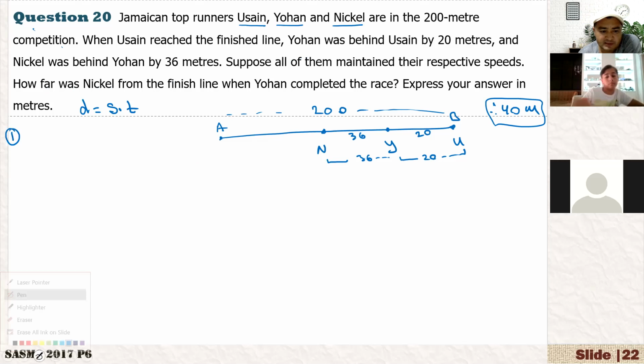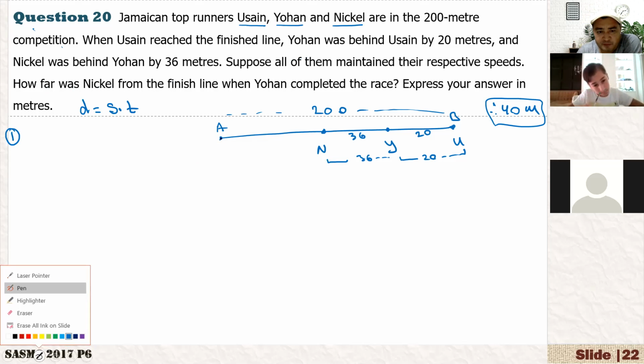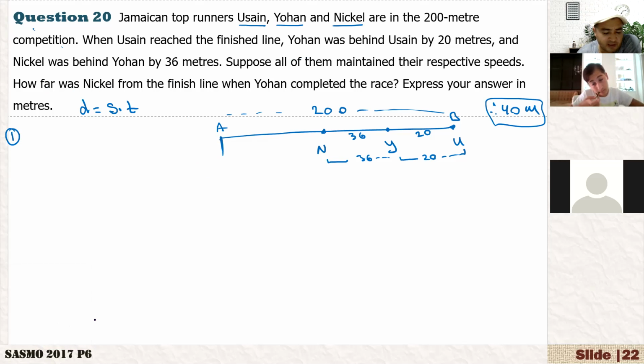After t minutes, because they start from A at the same time. Otherwise, if they don't say start at the same time, it's not fair. They say at the same time, right? After 10 minutes, Nikhil reached this point, and Johan reached this point, and Hussein reached this point. Because time is the same for all of them, because of their speed, they are at different locations.